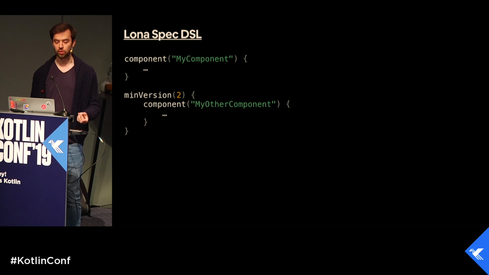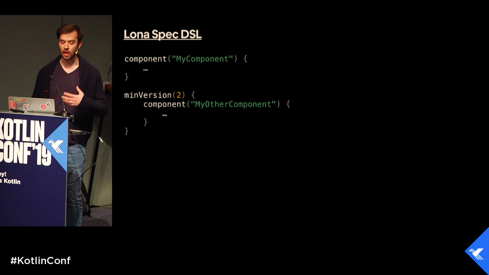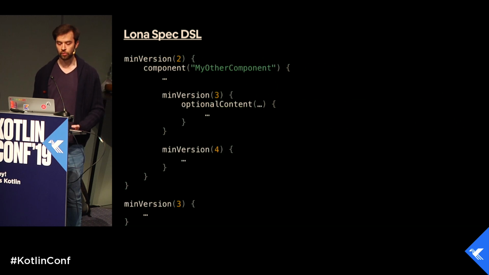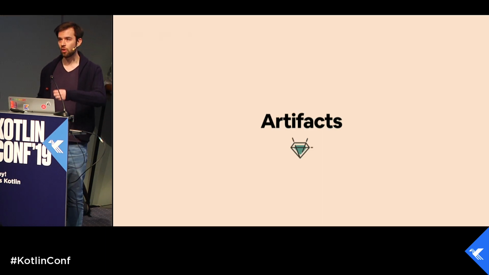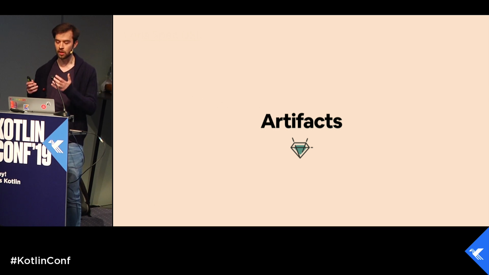And a similar min version function can be used to scope entire components as well. So here I can add a component to version 2 of the spec. And of course, these can be combined to specify all the versioning we need, whether it's components or properties. So now we can fully define our server-driven UI specification in Kotlin. And since it's all code already, it's particularly easy to leverage this source of truth and automate as many things as possible.